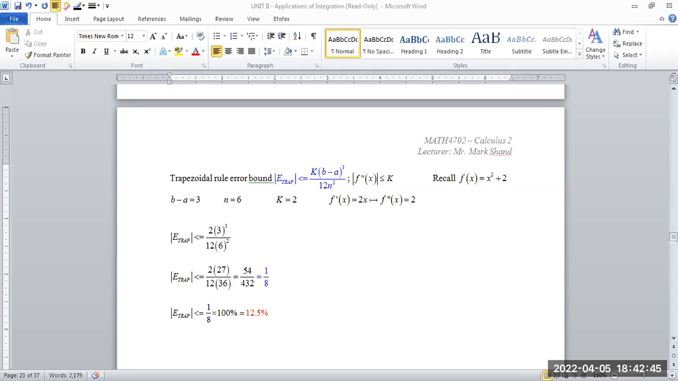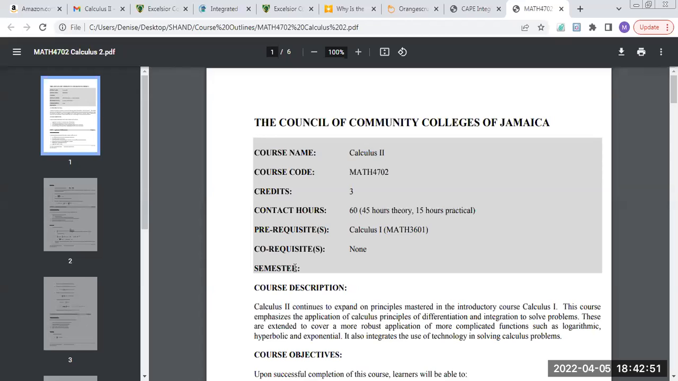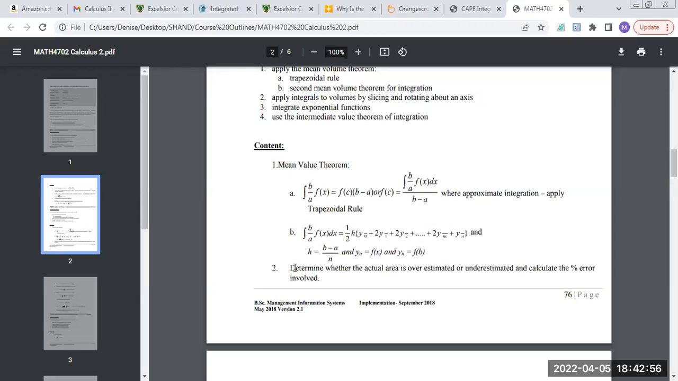I'm just waiting for this thing to come up. All right, let me just share this with you, so we look at it together. That's the mean value theorem. And this is what we're looking at in terms of the trapezoidal. 1/2 h times y subscript 0, 2 times y subscript 1, 2 times y subscript 2, all the way down. But h is going to be (b minus a) over n, the difference over the number of trapezoids.